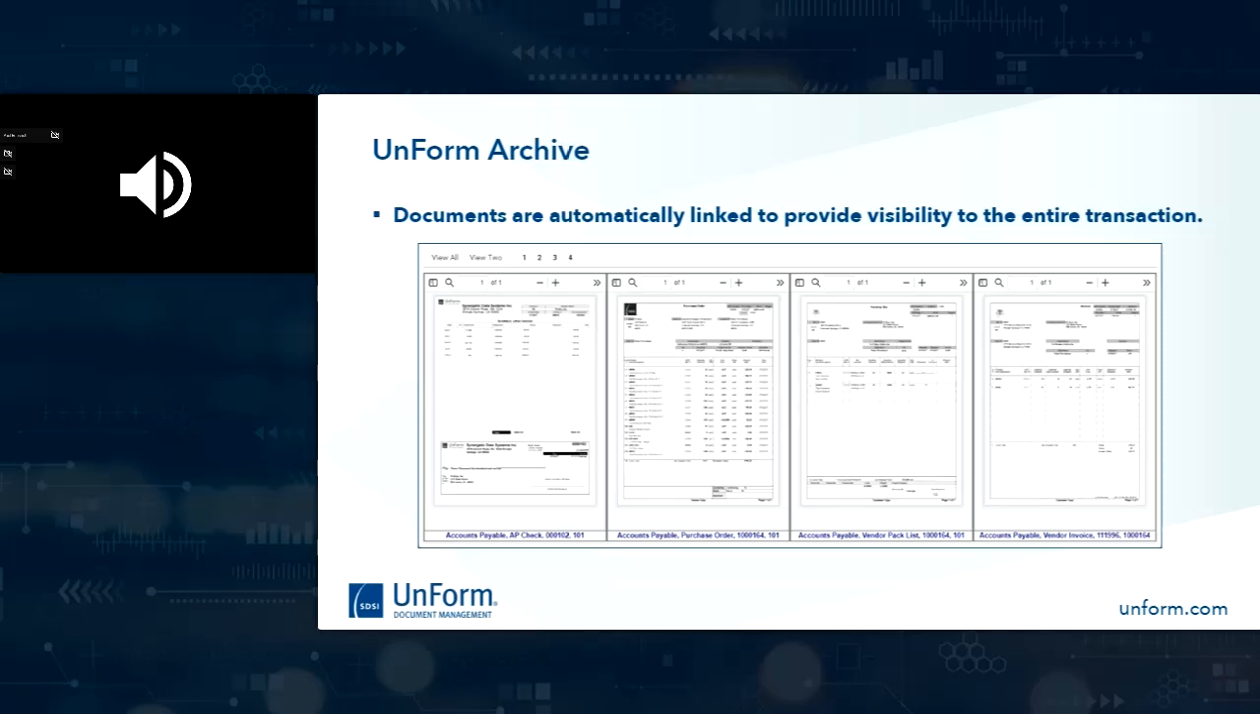So, when a check gets printed, we capture that automatically. On the remittance advice, it's got PO numbers and invoice numbers, so we can link back to anything with the PO number or the invoice number on it. So again, you've got a view of the entire transaction.